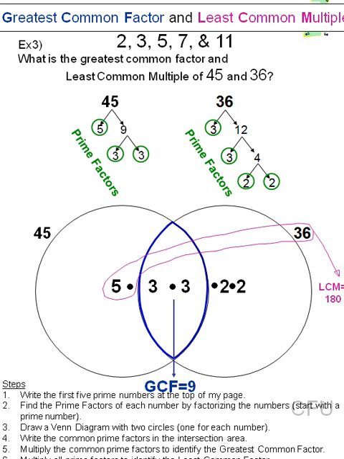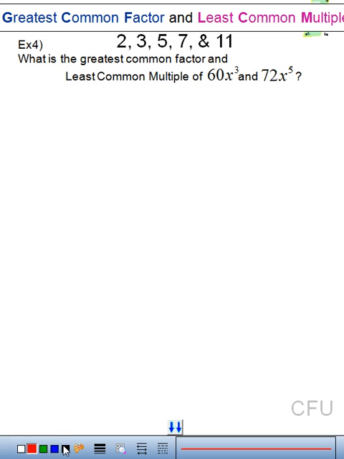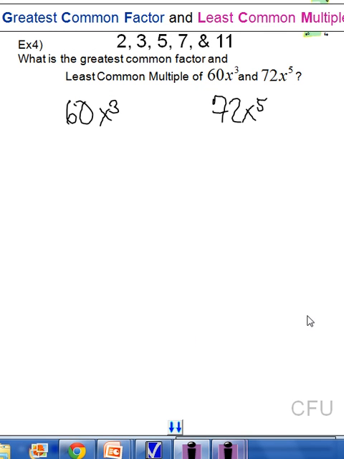Example 4. Copy this one down. You don't have to copy all the words. Just copy the monomial. 60x cubed and 72x to the 5th. I'm going to show you how to do this one. We're going to work this out together. Focus, please. Here we go. I'm going to write 60x cubed, and over here I'm going to write 72x to the 5th. So far so good? All right, let's continue.